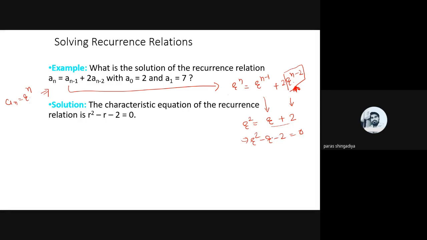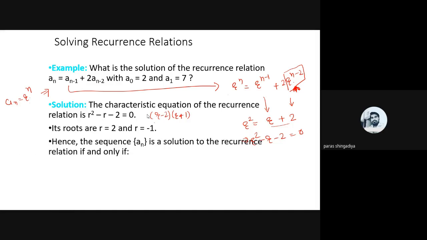Okay, now in the next step solve this equation. r square minus r minus 2, so the factors of this equation will be r minus 2 into r plus 1. Okay, these are the factors of this 2-degree equation. r minus 2 into r plus 1: minus 2r plus r, that will be minus r, and minus 2 into 1, that is minus 2. Okay, so we get 2 solutions, 2 and minus 1. Okay, r is equal to 2 and r is equal to minus 1.